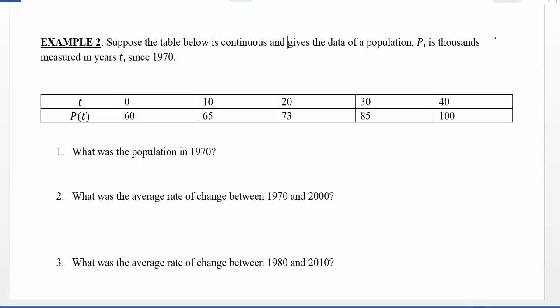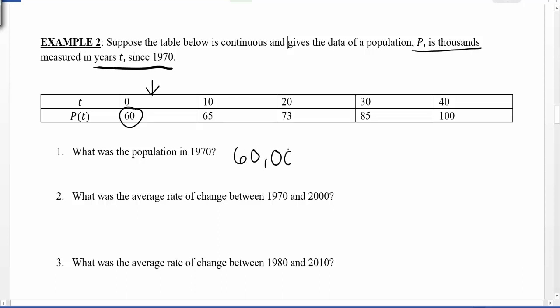The first is, what was the population in 1970? This particular question is important because we have to situate ourselves with what T represents. So T is in years since 1970. Then if we're talking about the population in 1970, that would correspond to T equals 0. So if we go to the data at T equals 0, we know that the population at that time is 60,000, because remember that the population is given in thousands. So whatever this population is representing, in 1970, there were 60,000 in this population.